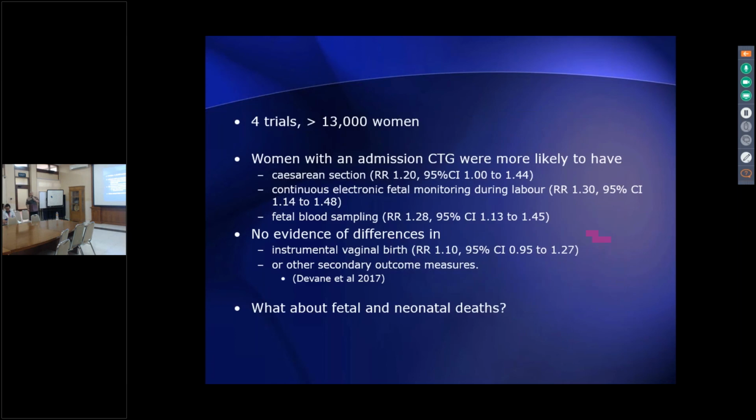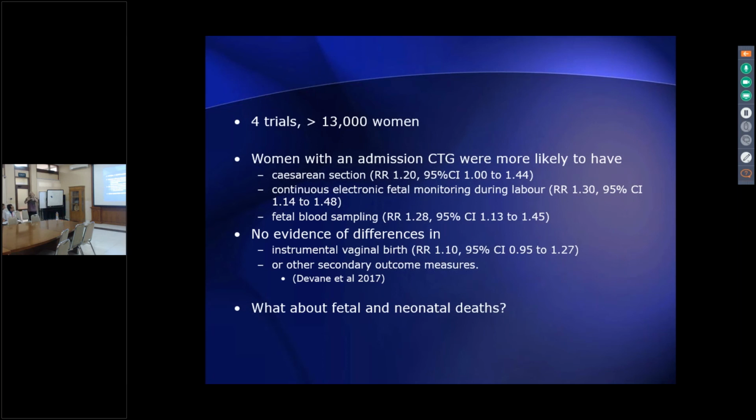So we found 4 trials reporting its use, combined containing over 13,000 women. And when we looked at the outcomes, women with an admission CTG, just the admission CTG we're talking about now, not continuous CTG during labor, women with admission CTG are more likely to have a cesarean section, about 20% more likely to have a cesarean section. They're more likely to have continuous electronic fetal monitoring and more likely to have fetal blood sampling. We found no evidence of a difference in operative vaginal delivery rates, your forceps and your ventouse birth rates, and no evidence of a difference in other outcomes.